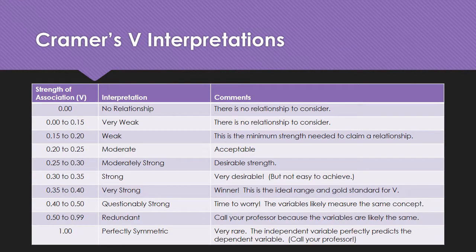Here's a look at the reference table for you to see. In the third hypothesis test, v equals 1.00. Therefore, we interpret that as being perfectly symmetric. As you can see in the third column, this occurrence is very rare, and the independent variable perfectly predicts the dependent variable.